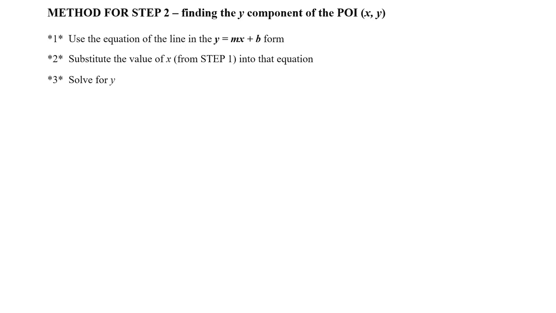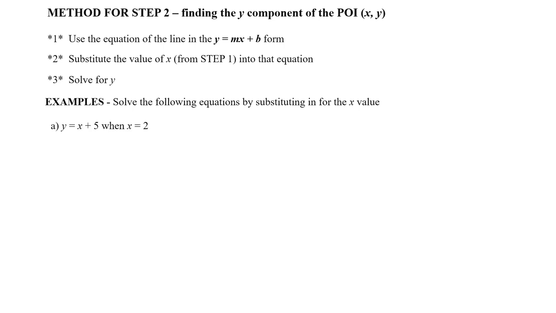Use the equation of the line in the y equals mx plus b form. Substitute the value of x from step 1 into that equation. Solve for y. We've already been doing this, but this just isolates this one step. So y equals x plus 5 when x equals 2. We simply plug the 2 into the equation and it gives us a value of 7 for y.